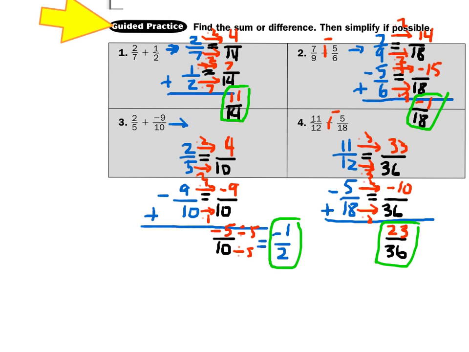Take a look at number 2. 7 over 9 minus 5 over 6. Remember, when you see a minus sign, add a line and change the sign of what comes after it. And now do the towers. So I have 7 over 9 on top and negative 5 over 6 on the bottom.